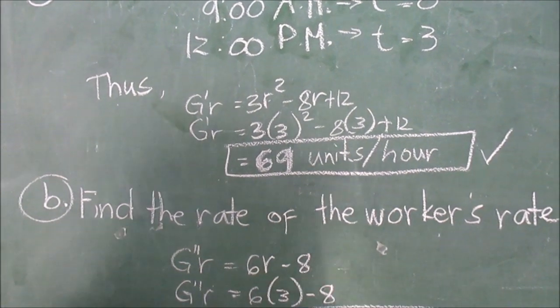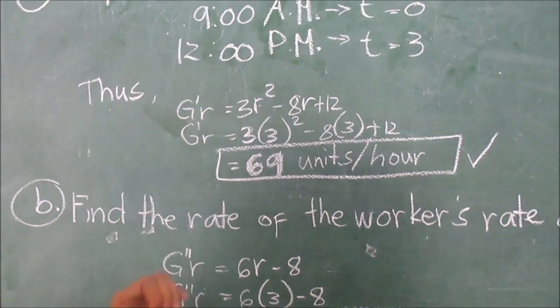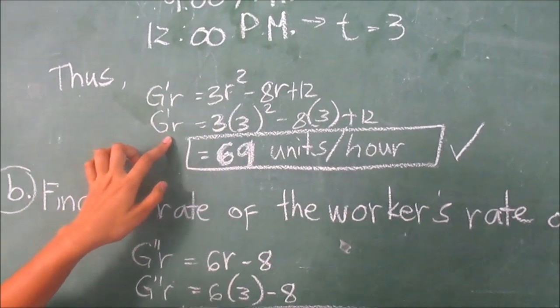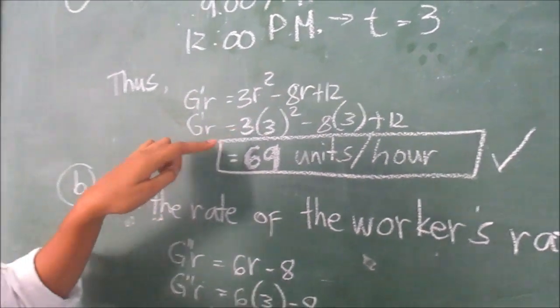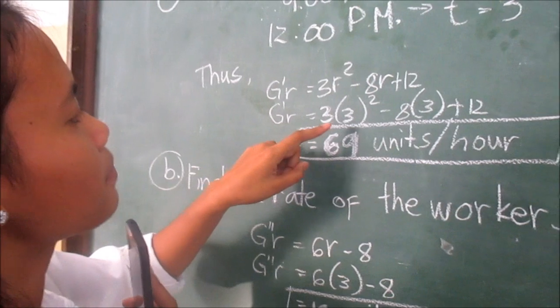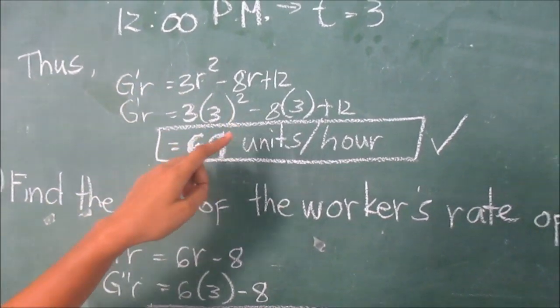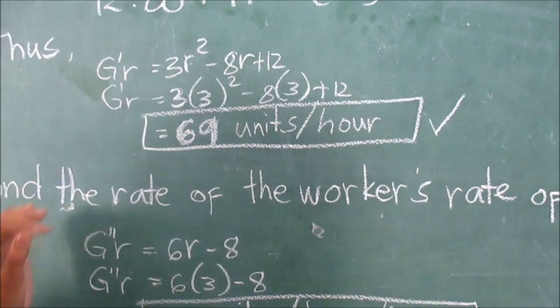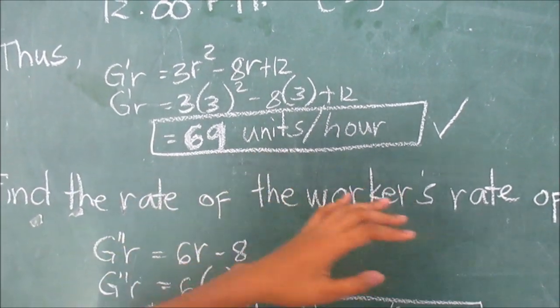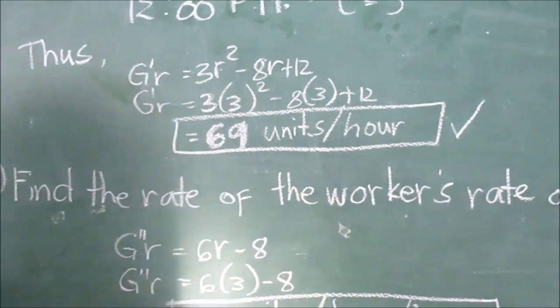Next is to substitute the r with respect to time, which is 3. So it would be 3 times 3 to the power of 2 minus 8 times 3 plus 12 equals 69 units per hour. Next, B.